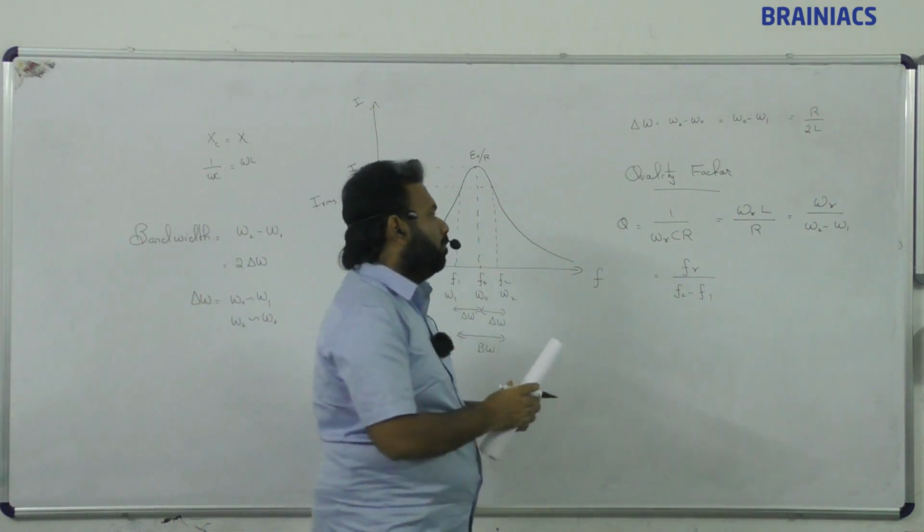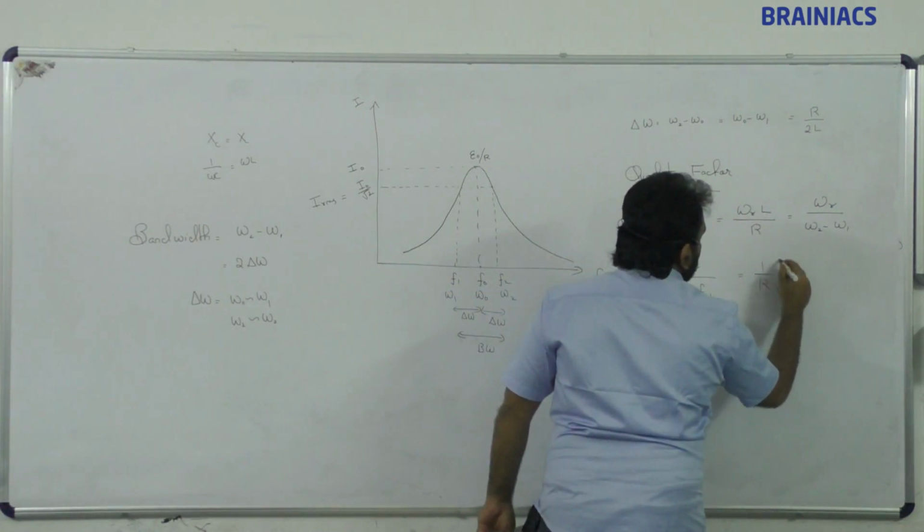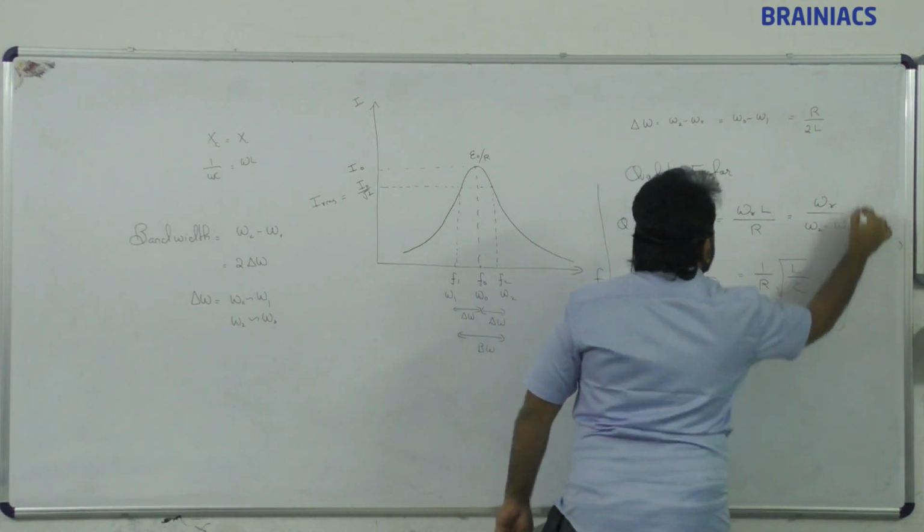One more formula is 1 by R into root L by C. So remember these for the quality factor.